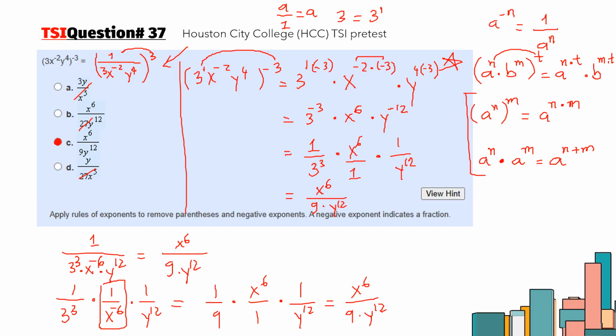And from here, if you still don't get it, from the second step we have (3x to the negative 2 y to the 4) to the power of 3, and the top becomes 1. Then we distribute that 3. Remember, 3 is 3 to the power of 1, and a power of a power means multiplication. So 3 times 1 is 3. You make it 3 right here, then negative 2 times 3 is negative 6, and 3 times 4 is 12. And you have to keep the base as it is.